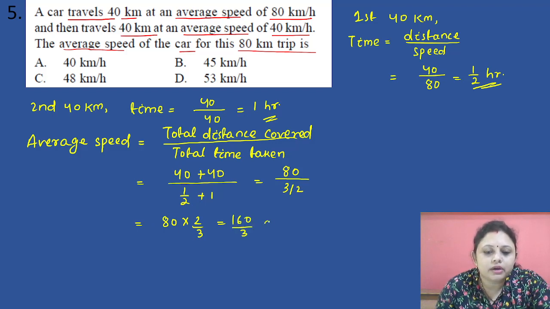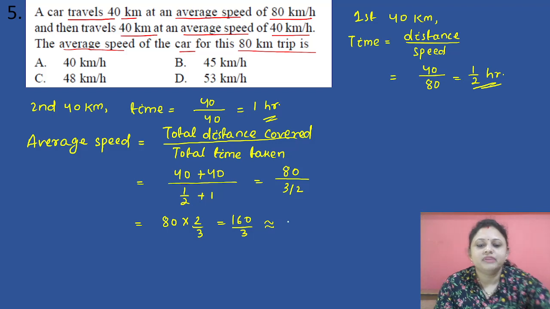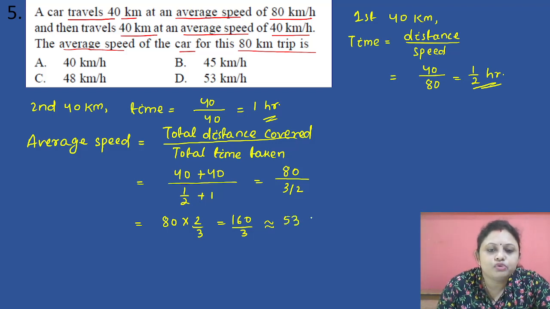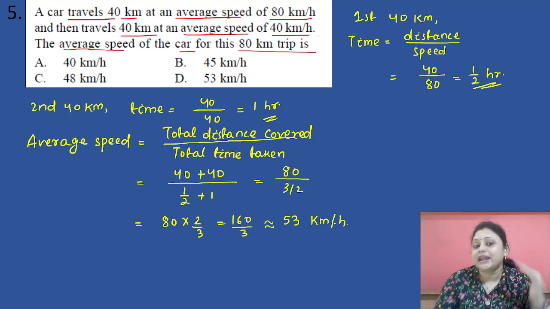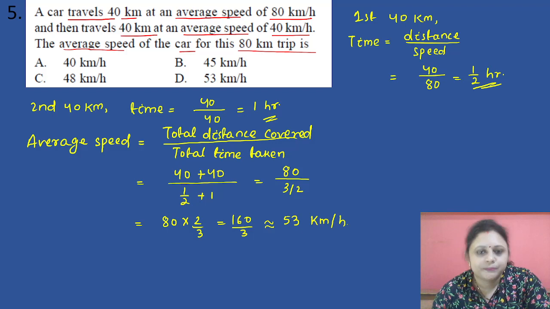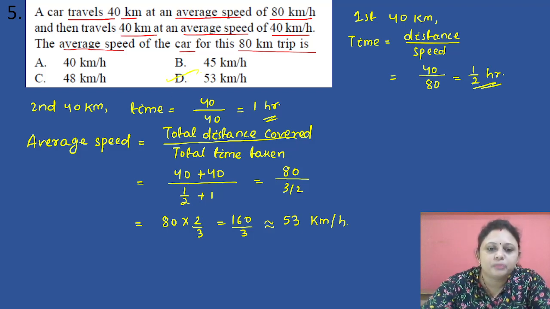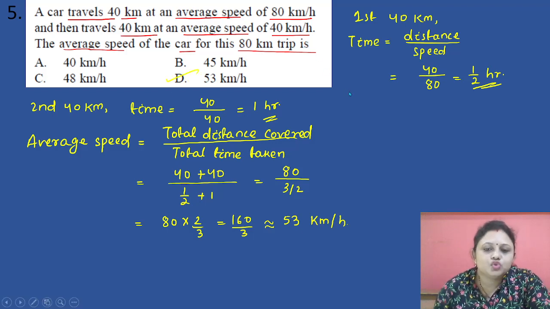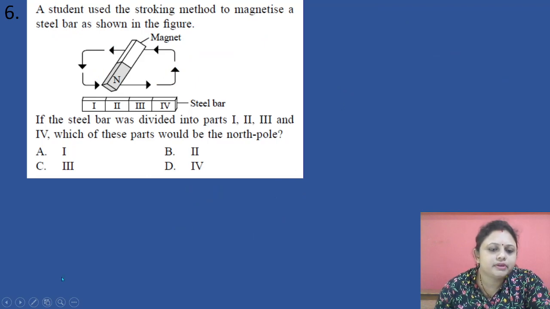So if we try to round it up, then it would be around 53 kilometers per hour. Remember, it is around 53 kilometers per hour. Exactly, it will come in fraction. Okay, so the correct answer is option D. So coming to the next question here.